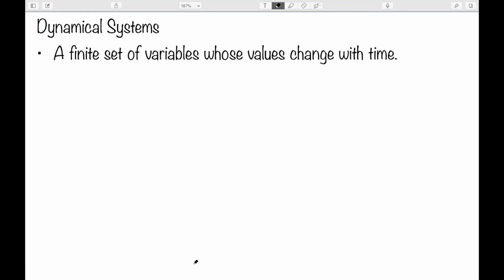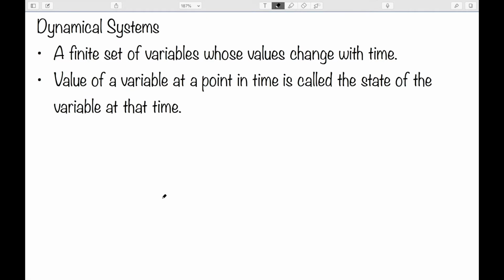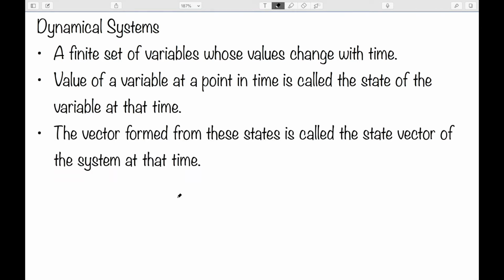In this video, I want to talk about dynamical systems. And to start with, I'm going to give a few definitions related to this. A dynamical system is a finite set of variables whose values change with time. The value of a given variable at a point in time is called the state of the variable at that time. And the vector formed from these states is called the state vector of the dynamical system at that time.